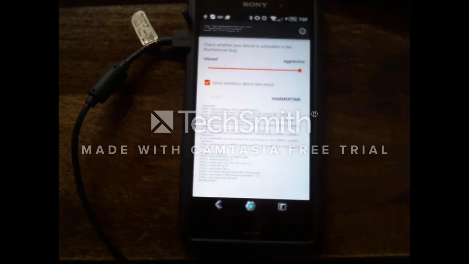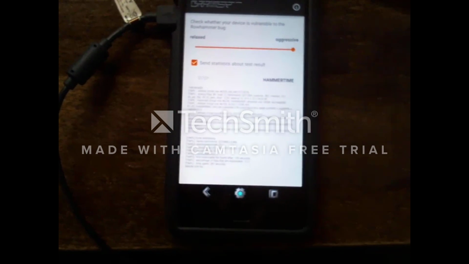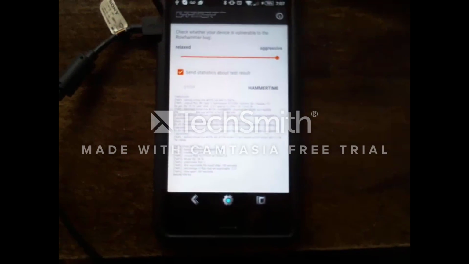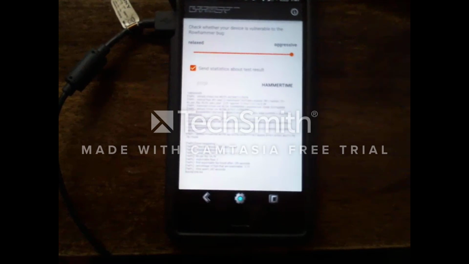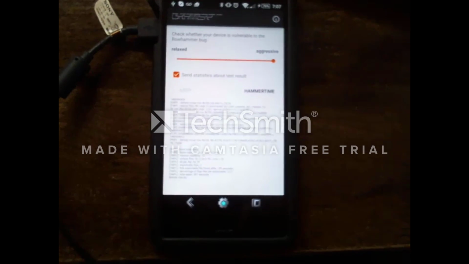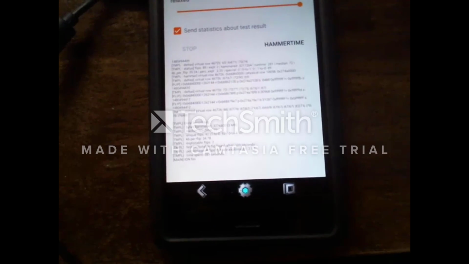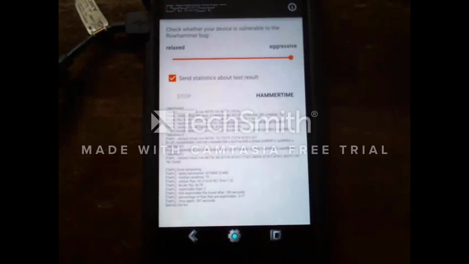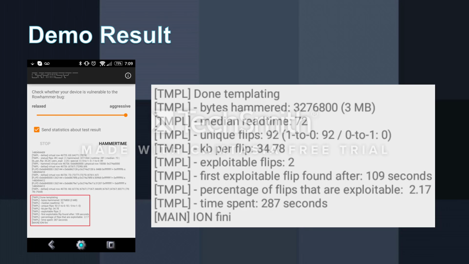Okay, well, as I've noticed, the process has stopped, and apparently it did find some flips from my phone, which I don't know if I should be happy about or not. But I'm gonna take a screenshot of this interface, and we're gonna go through some of this information here. So let's take a look at this log. There's something quite interesting here.